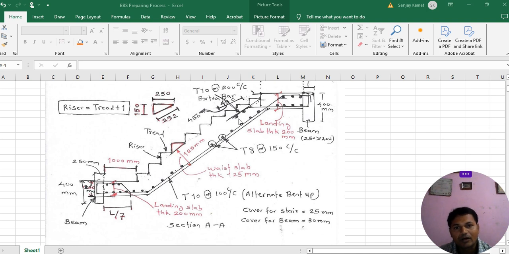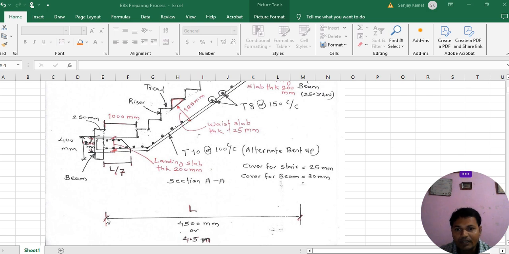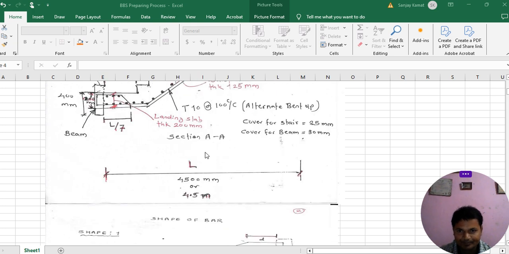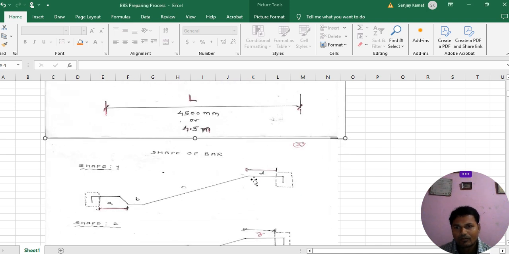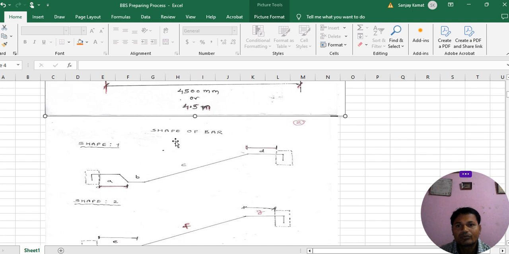And the length from landing 1 to landing 2, from here to here, since this is sloping, the starting is landing 1 and the ending is landing 2, but the length between landing 1 and landing 2 is how much? 4500 mm, as you can see. Then we can convert this mm into meters. So 4500 mm is equal to how much? 4.5 meters. Okay, so now we are going to work on the shape of the bar.